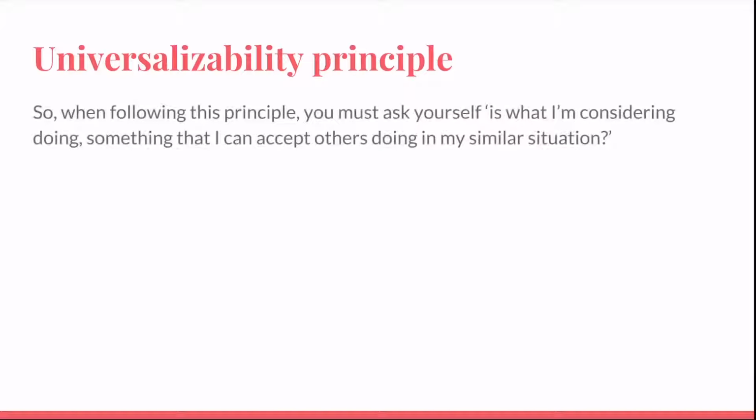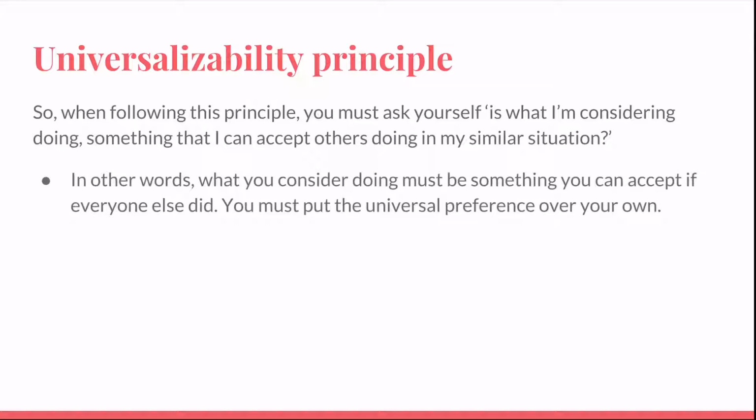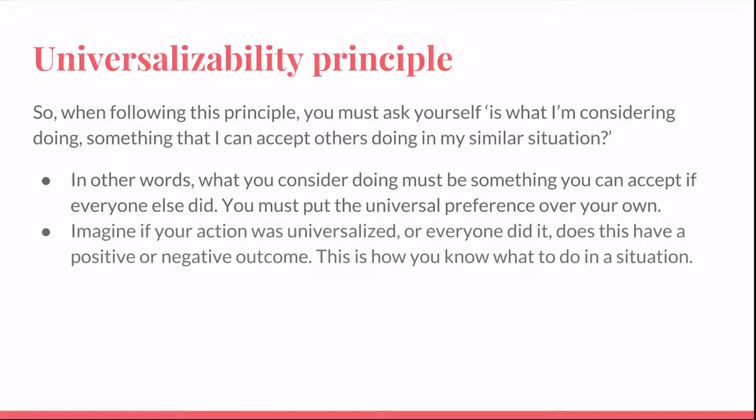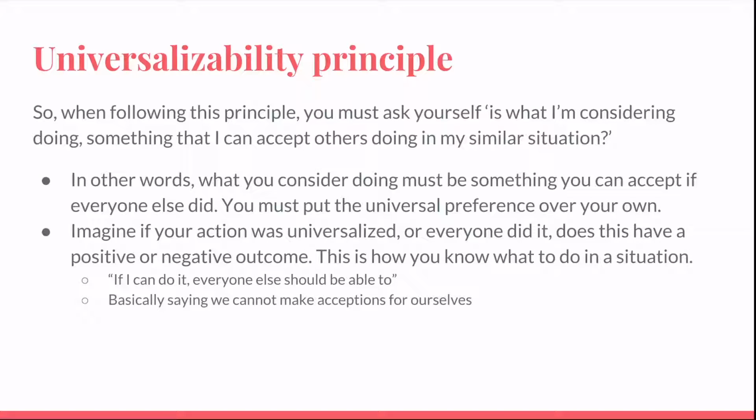When following this principle, you must ask yourself, is what I'm considering doing something that I can accept others doing in my similar situation? In other words, what you consider doing must be something you can accept if everyone else did. The universal preference must be put before your own. Imagine if your actions and what you did in a given situation is universalized, or everyone else did it. Does this have a positive or negative outcome? If the outcome is negative, it's very likely that you shouldn't do it, and it is not moral. But if it is positive, it more likely than not is moral. This is how you should determine what to do in a situation.